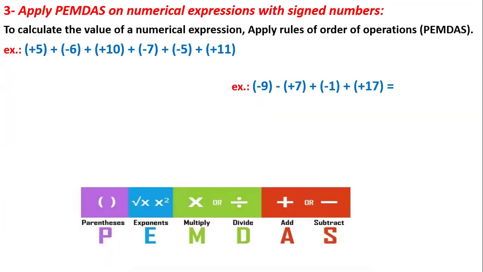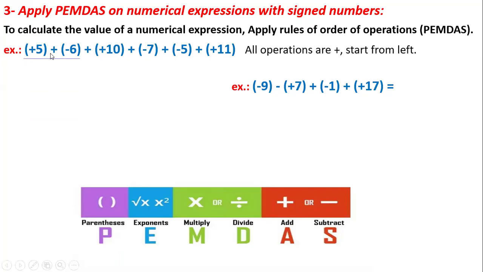Now, how we apply PEMDAS on numerical expressions with signed numbers. PEMDAS means order of operation. To calculate the value of a numerical expression, we apply rules of order of operation, which are PEMDAS. If we look at this numerical expression, we have signed numbers, and in between we have plus, plus, plus, plus, plus. So I'm adding all these signed numbers. When all the operations are addition, the rule of PEMDAS says we start from left. So we start from left.